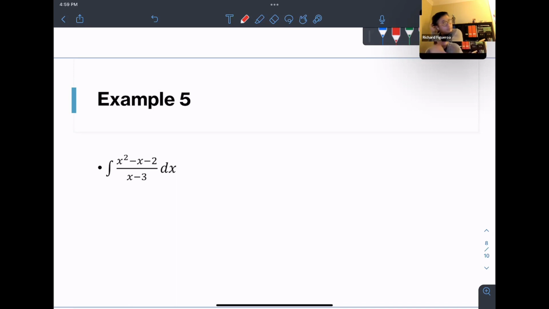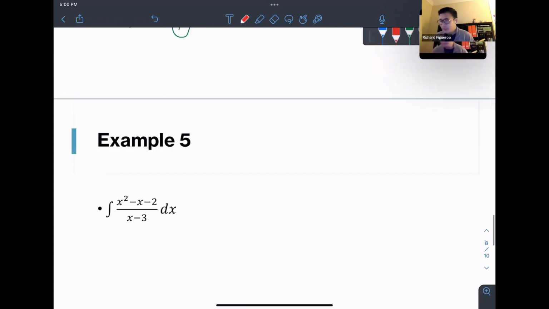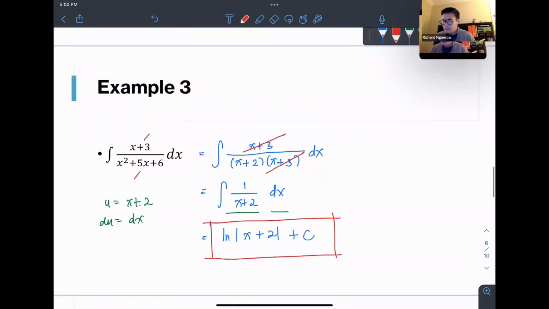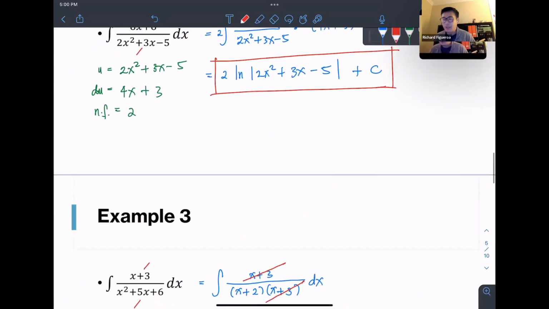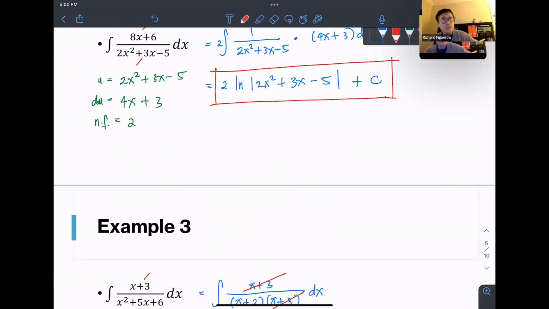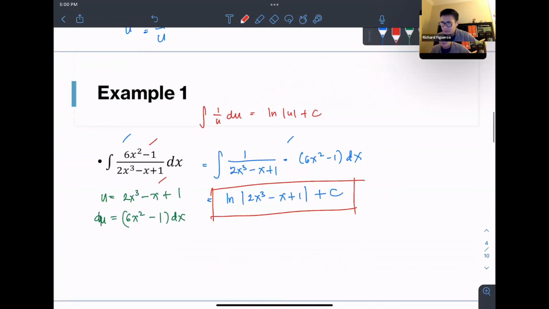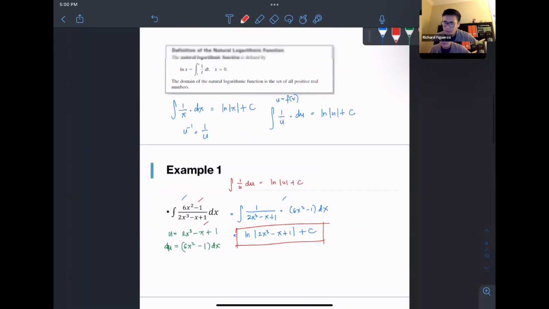Yes, Samuel. Mas mataas po ngayon yung numerator sa denominator. So yung kanina, ito actually yung clue when to use natural logarithm. Okay, so if the difference in the degree of the denominator and the numerator is 1, then it is possible that that is a natural logarithm.